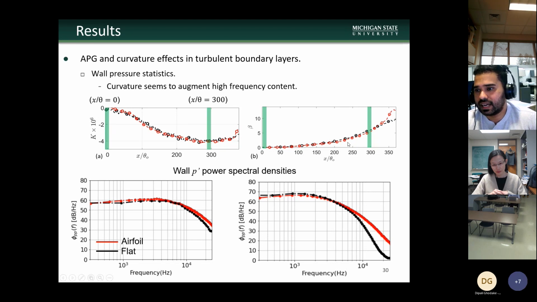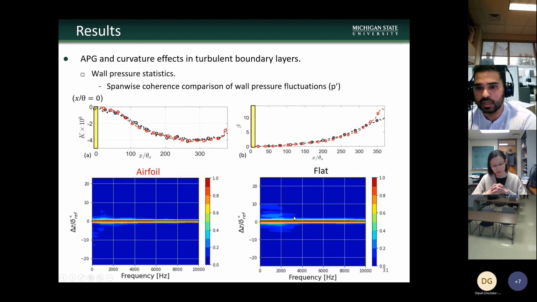But when we go towards a later location, that is x by 3 at x bar theta equal to 300, towards the trailing edge, you see that at the low frequency and mid range frequency, we have a good overall collapse, except there are some differences at the high frequency that could be either due to the curvature effects or trailing edge effects, or because for the airfoil we had compressible flow simulations, and for the flat plate we had incompressible, and that could be one of the other reasons. But overall, the wall pressure statistics, the power spectral density, are comparing very nicely.